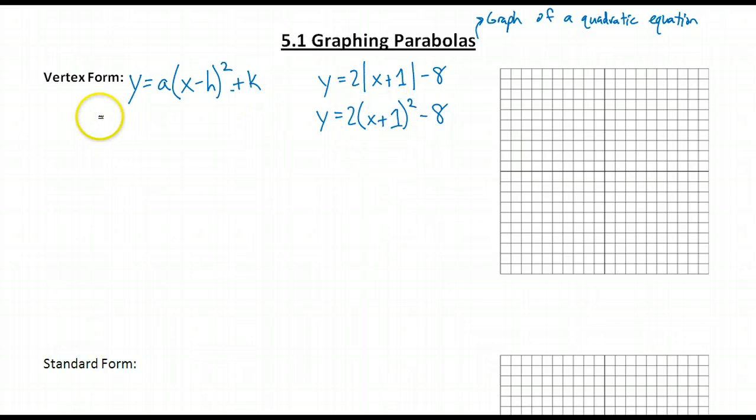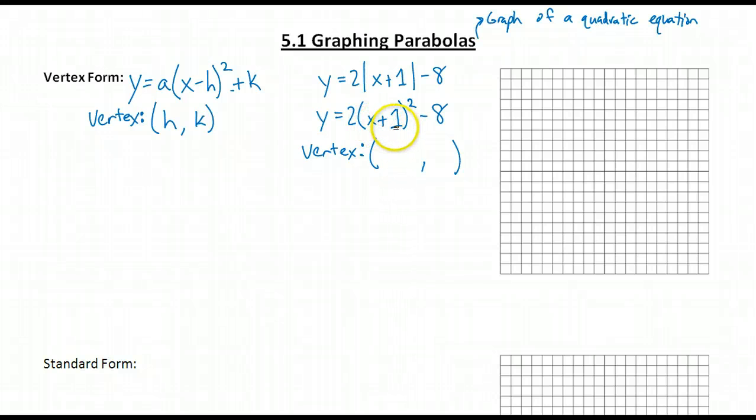Now, in order to graph a parabola, we first want to find the vertex. In this case, the vertex is going to be (h, k). In our example, the vertex is going to be the x value that makes this 0. If you remember, to find this vertex, it wasn't 1, it was the x value that made this whole thing 0. We're looking for the x value that makes this 0. So we want x to be -1, followed by k, in this case, -8.